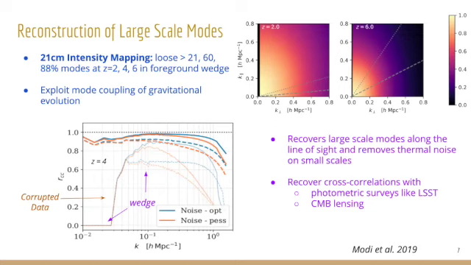Here I'm showing cross correlation between the true observed 21 centimeter field and the corrupted observed 21 centimeter field, which does not have any large scale correlations. And even on intermediate scales, because of this wedge, you lose a lot of information. But with the reconstructed 21 centimeter field, you get almost 95% of the correlations back at redshift 4. This is super useful because then you can use these future surveys to do cross correlation analysis with things like photometric surveys like LSST and CMB lensing.